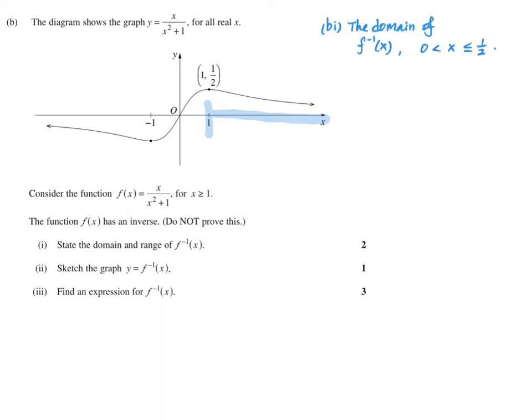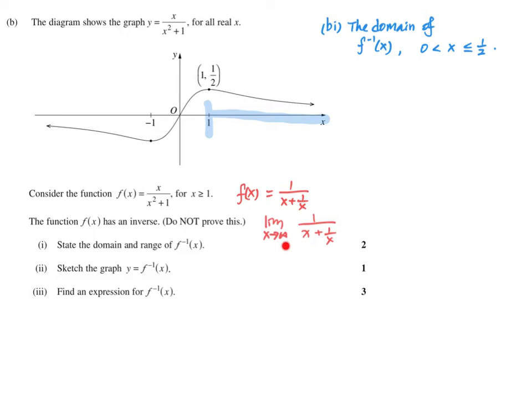Therefore, the domain for the inverse function of f(x) should be from 0 all the way up to 1/2. But the problem is why 0 is excluded. Let's take a look at the function f(x) itself. It can be rewritten into this form by dividing the numerator and the denominator by x at the same time. So x divided by x goes to 1, x squared divided by x goes to x, 1 divided by x goes to 1 over x.